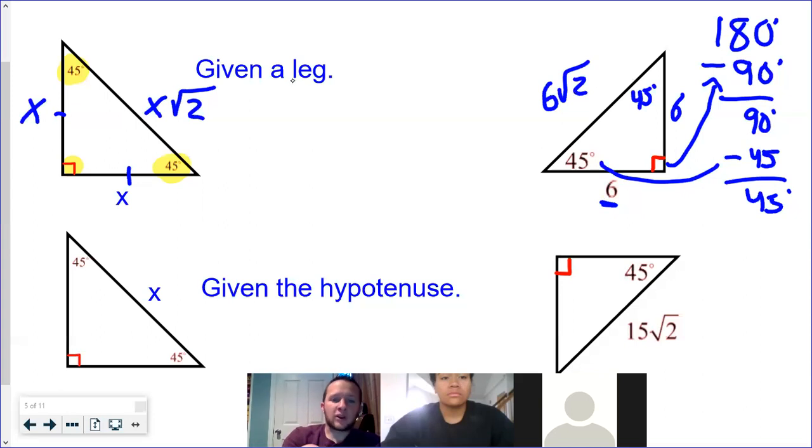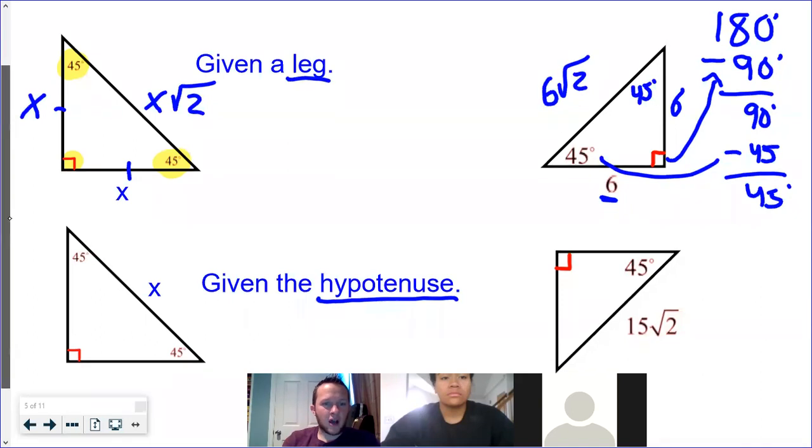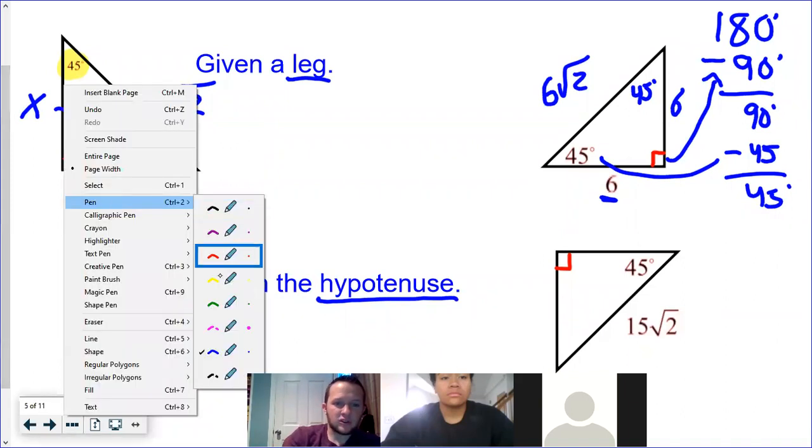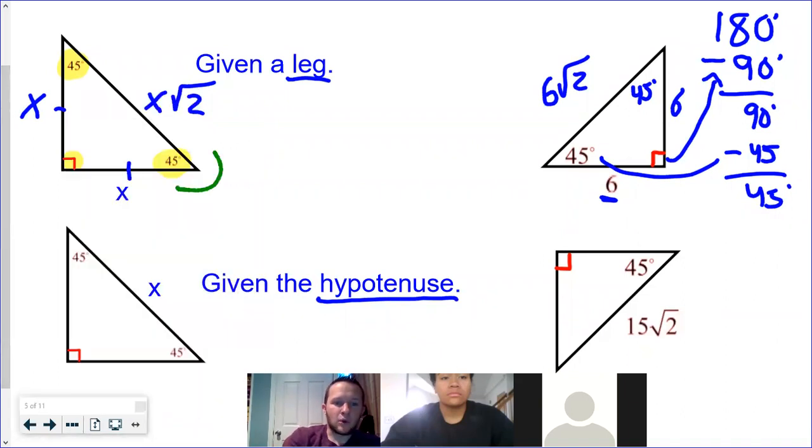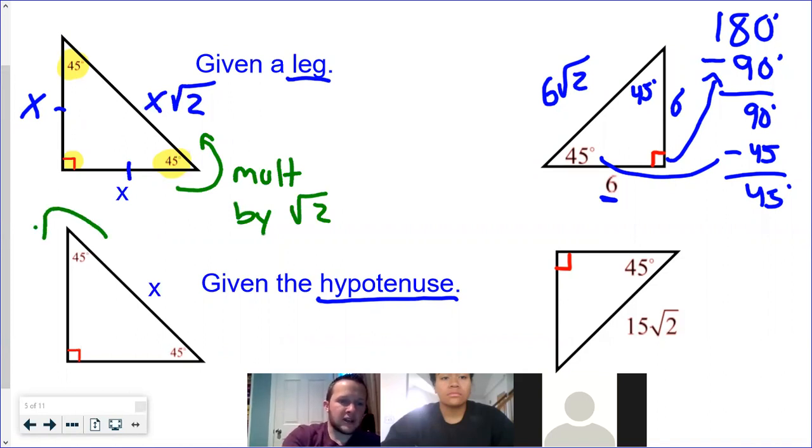Now, this was when we were given a leg. What if we are given the hypotenuse? Okay, that one's a little bit trickier. We're actually going to do just the opposite. So for me to go from the leg to the hypotenuse, what I did was I multiplied by the square root of 2. So I'm going to put that in here. Multiply by the square root of 2. So now if we're going backwards, if we're going from the hypotenuse to the leg, we would do the opposite.